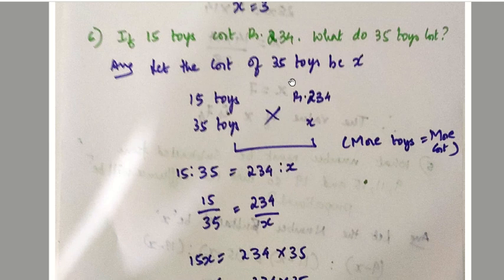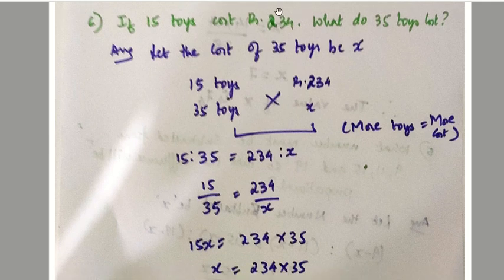The next question, if 15 toys cost rupees 234, what do 35 toys cost? So basically you're supposed to make that into an equation. Let the cost of 35 toys be x. So if 15 toys cost 234, what is the cost of 35 toys, which is the question mark. This is in direct proportion, as the more toys there are, the cost is also increasing.